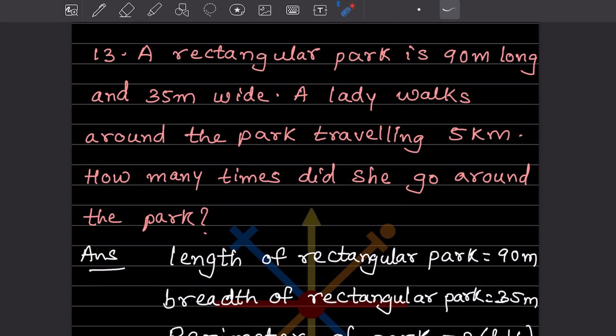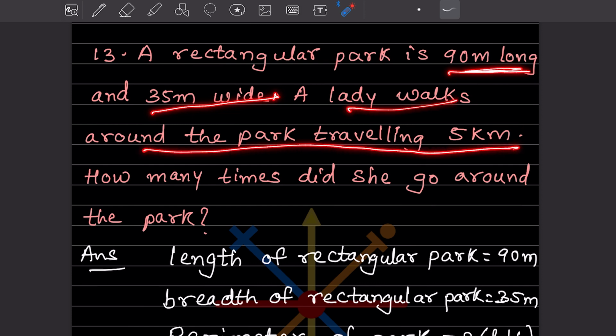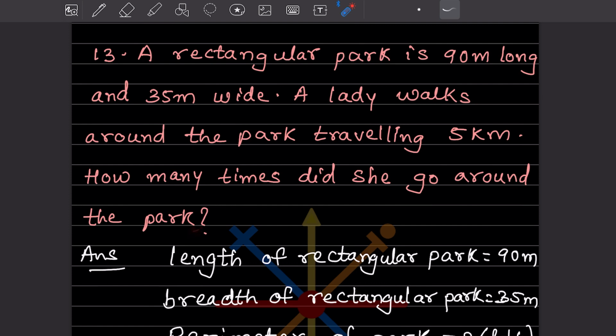The next one says that a rectangular park is 90 meter long and 35 meter wide. A lady walks around the park traveling 5 kilometers. How many times did she go around the park? Now see here, first we'll write the length of the rectangular park, that is given 90. Then the breadth of this is given as 35. Width means nothing but breadth, both are the same.